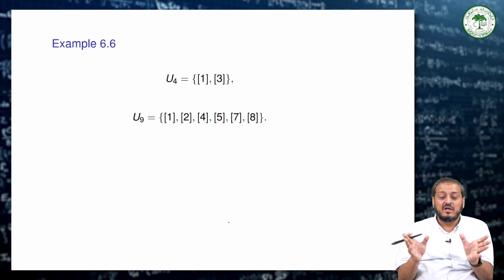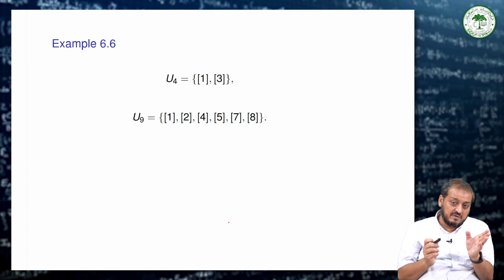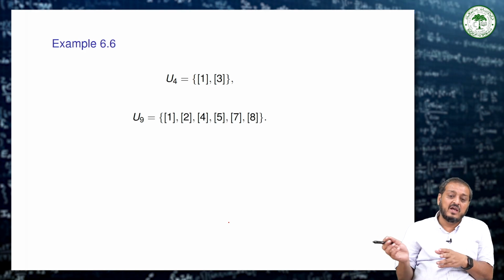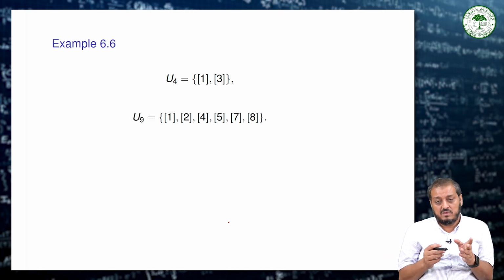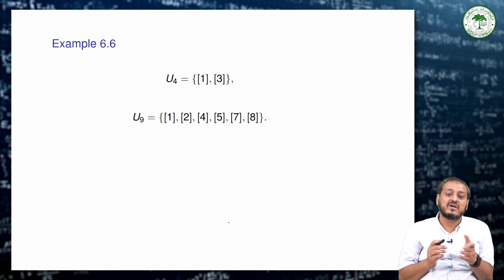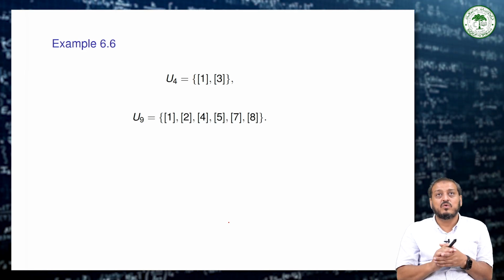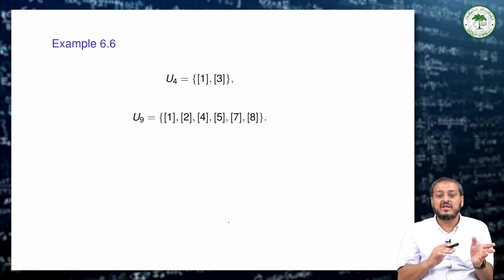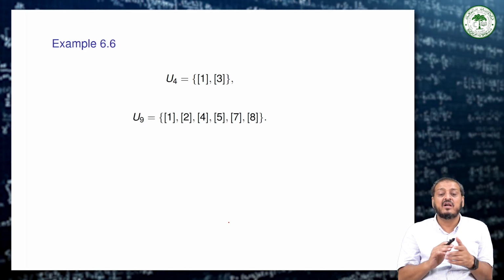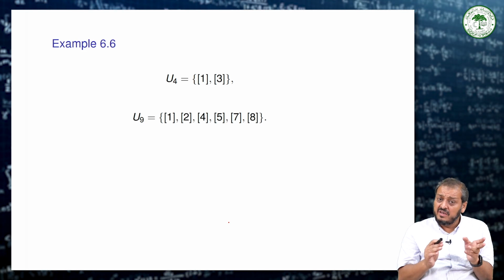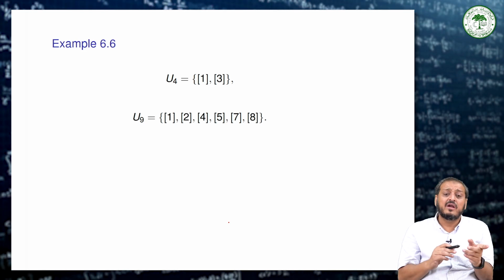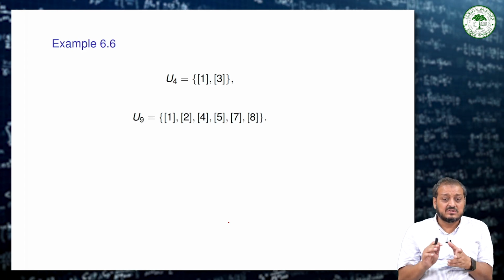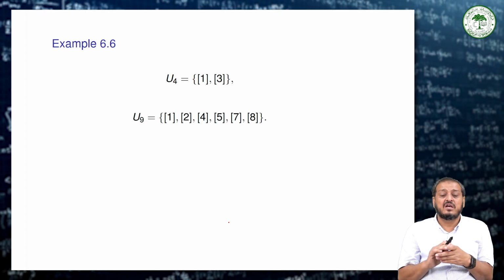So U9 consists of all the numbers from 1 to 9 which are relatively prime to 9. All the elements which are relatively prime to 9 are members of U9. 1 and 9 are relatively prime, 2 and 9 are relatively prime, 3 and 9 are not relatively prime, but 4 and 9 are relatively prime, 5 and 9 are relatively prime, 6 no, 7 and 8 are relatively prime.